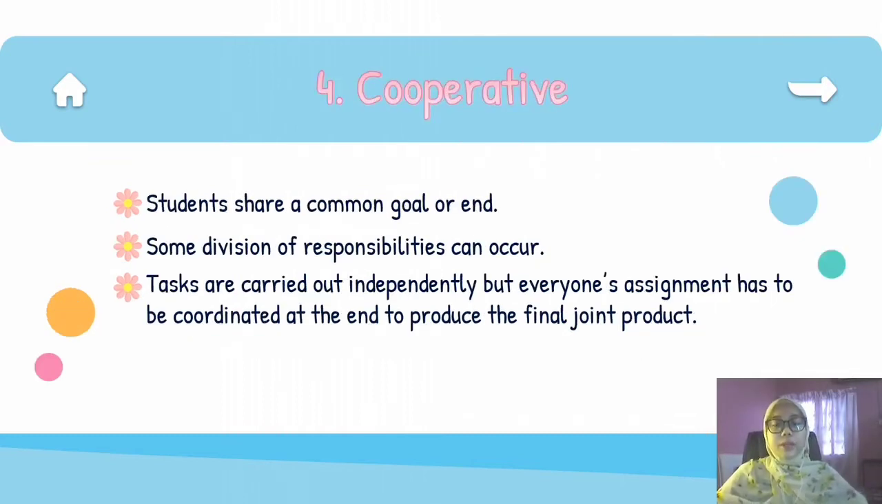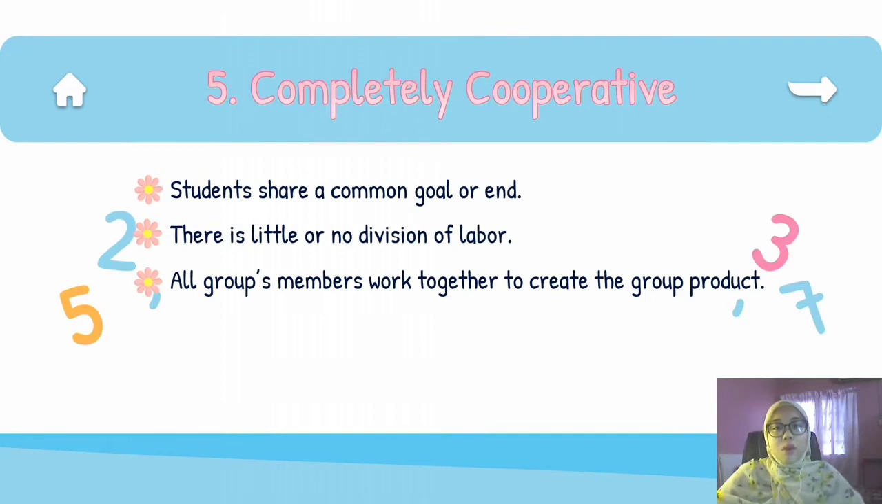Okay, next is the simple cooperative group. In this group, students share a common goal or end. Besides, some division of responsibility can occur and tasks are carried out independently, but everyone's assignment has to be coordinated at the end to produce the final joint product. Lastly, the most complex is the completely cooperative group. Not only do students in it share a common goal or end, but also there is little or no division of labor. All group members work together to create the group product.